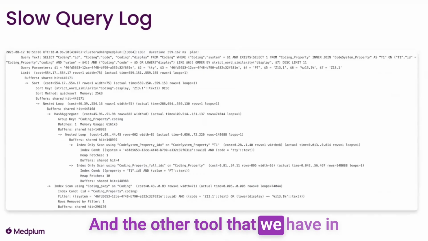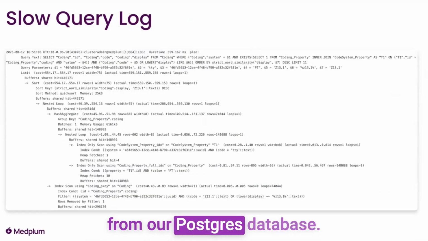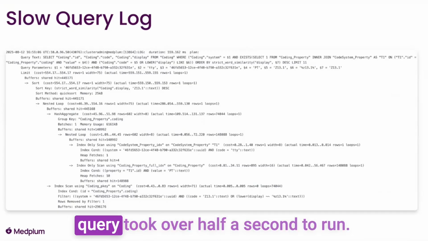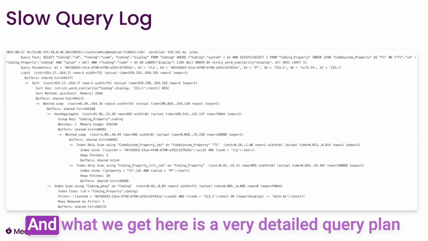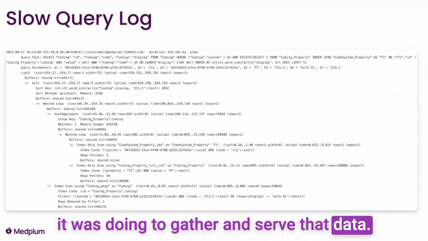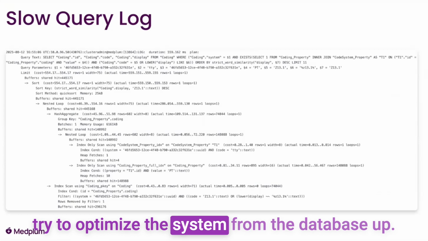And then the other tool that we have in our tool belt is the slow query log. This is reported directly from our Postgres database whenever a query takes a little bit too long to be served. This terminology query took over half a second to run. And what we get here is a very detailed query plan from the database about exactly which operations it was doing to gather and serve that data. This is a real wealth of information for us as we try to optimize the system from the database up.